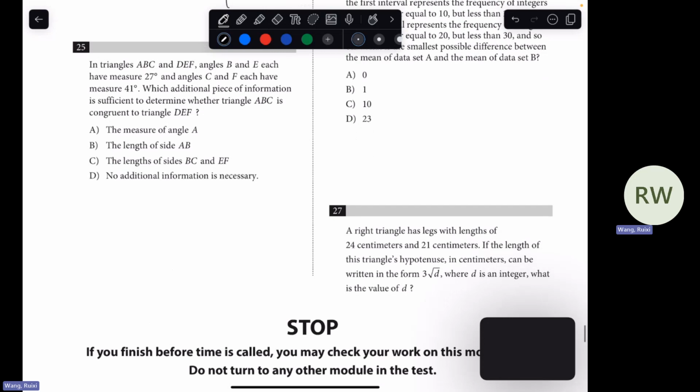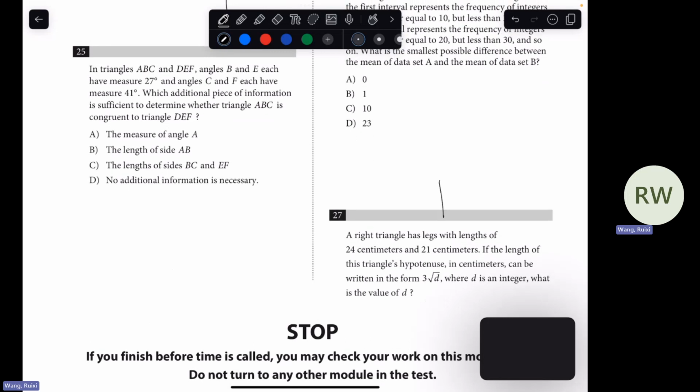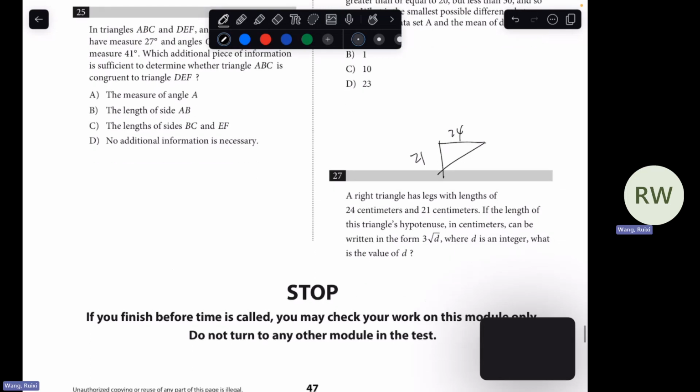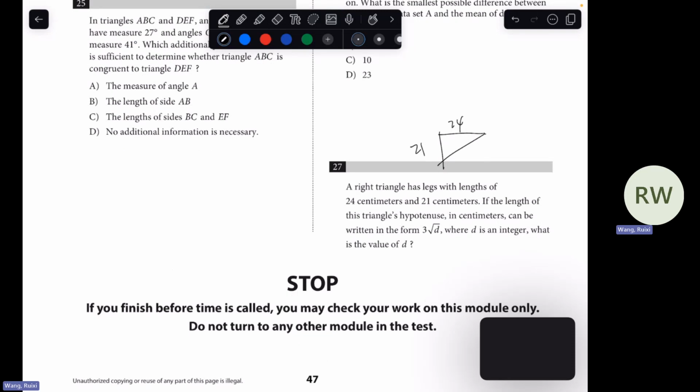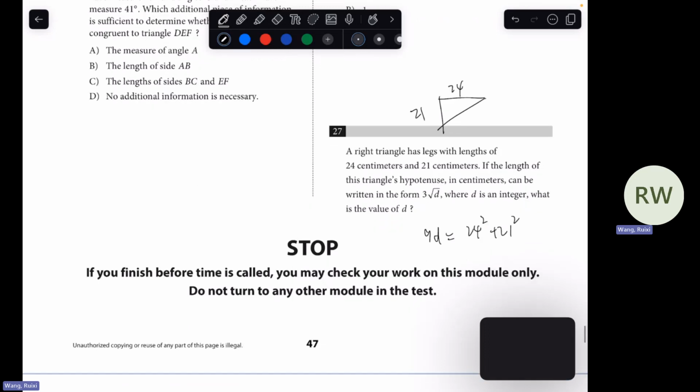Yeah. Right triangle has legs, and so let's do 24 first. So you have 24, 21, the length of the hypotenuse. Right? So you just do the Pythagorean theorem, right? So 9d equals 24 squared plus 21 squared, right? So you divide by the 9, you get d equals a squared plus 7 squared, okay?